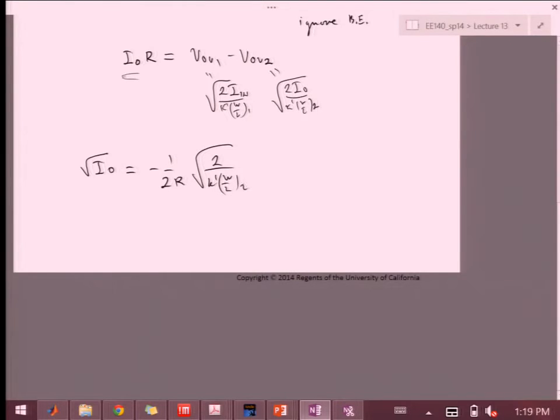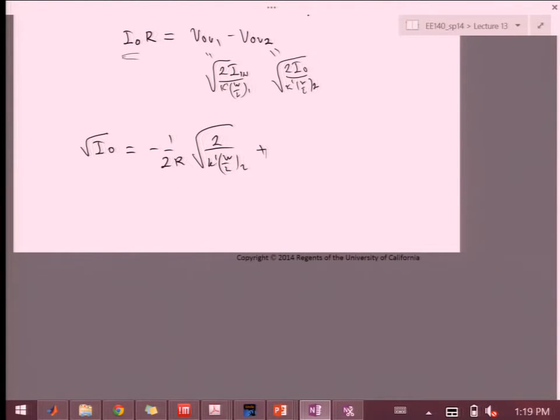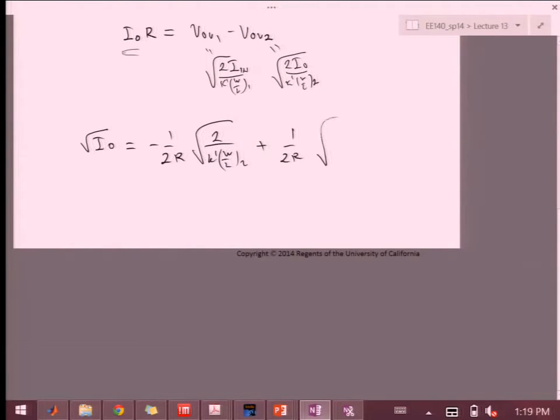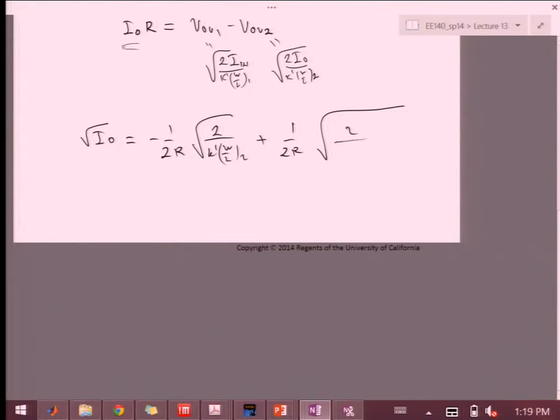So this is 2. And then the only solution that really makes sense is the one with the plus, simply because the square root of the current cannot be negative. So 2R, and then we're going to have 2 over K prime WL squared. And I'll just write here, instead of writing this square root again of the I in, I'll just write 4R for our VOV1. Okay.